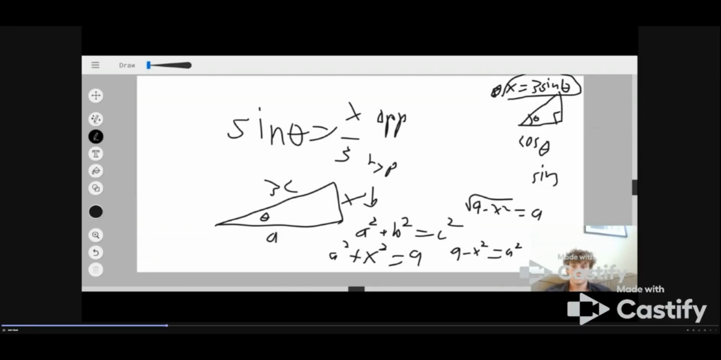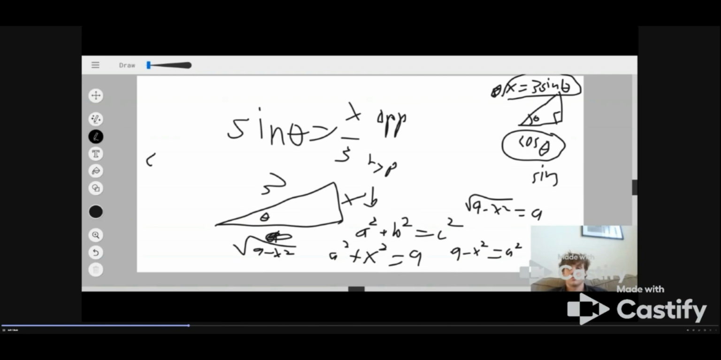So we know that this side, a, is root 9 minus x squared. So now we have this, and then at the beginning I said let's say our antiderivative in the end was cosine theta. Then cosine, we know from SOHCAHTOA, is just your adjacent side over your hypotenuse, 3, so cosine of theta equals root 9 minus x squared over 3. So you would make the substitution, if say your antiderivative was cosine theta, change cosine theta into root 9 minus x squared over 3.